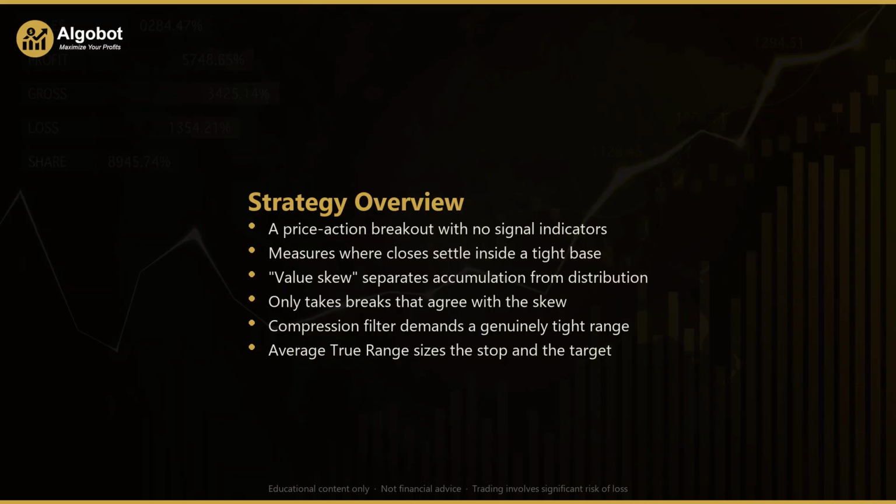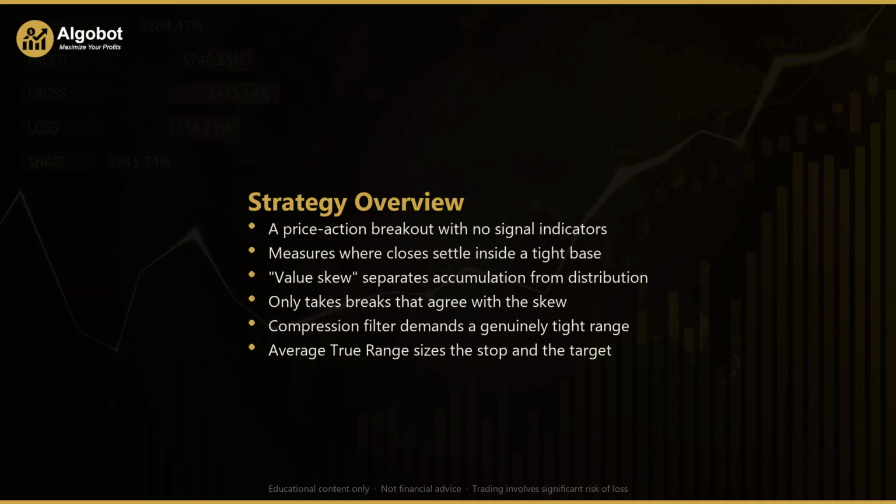The strategy turns this into a single number it calls the value skew, the average location of every base bar's close within the range, where 1.0 means all closes at the top and 0 means all closes at the bottom. The strategy only accepts a breakout when the direction of the break agrees with that skew. A break above the top is taken when closes were already clustered high, and a break below the bottom is taken when closes were already clustered low.